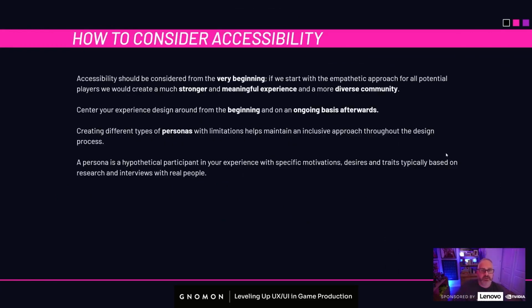So how to consider accessibility. Accessibility should be considered from the very beginning. If we start with an empathetic approach for all the potential players, we would create a much stronger and more meaningful experience and a more diverse community. Center your user experience design around it from the beginning and on an ongoing basis afterwards. Creating different types of personas with limitations helps maintain an inclusive approach throughout the design process. A persona is a hypothetical participant in your experience with specific motivations, desires, and traits, typically based on research and interviews with real people. All right?